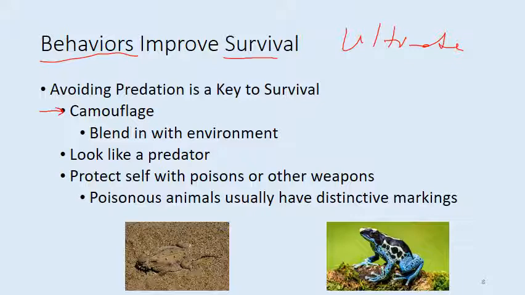This is also based on genetics, but the animal knows. It could be an innate behavior to hide in the background that matches its color. Here's another one. It can look like a predator to scare the other animals, or it can have chemical defense, such as poisons, or physical defense, for example, claws.